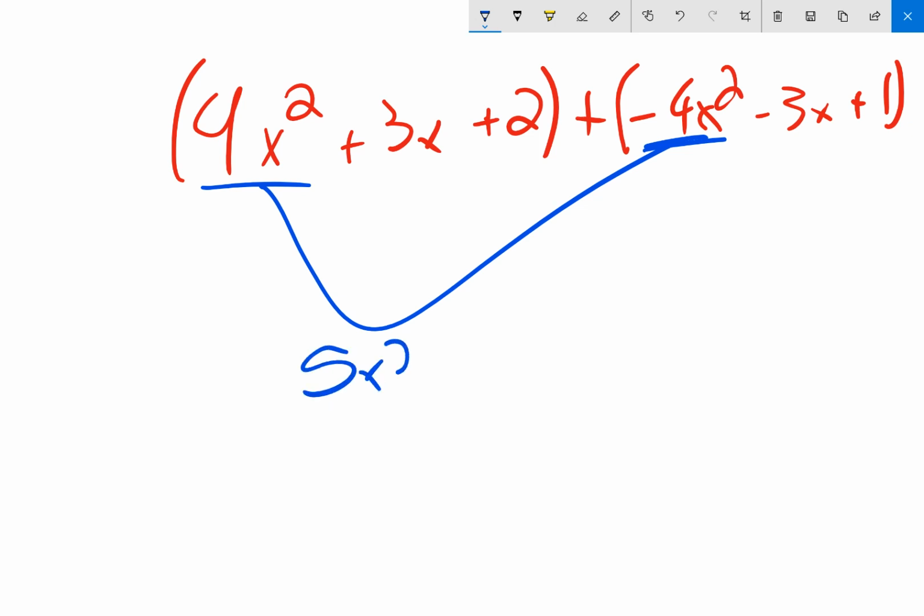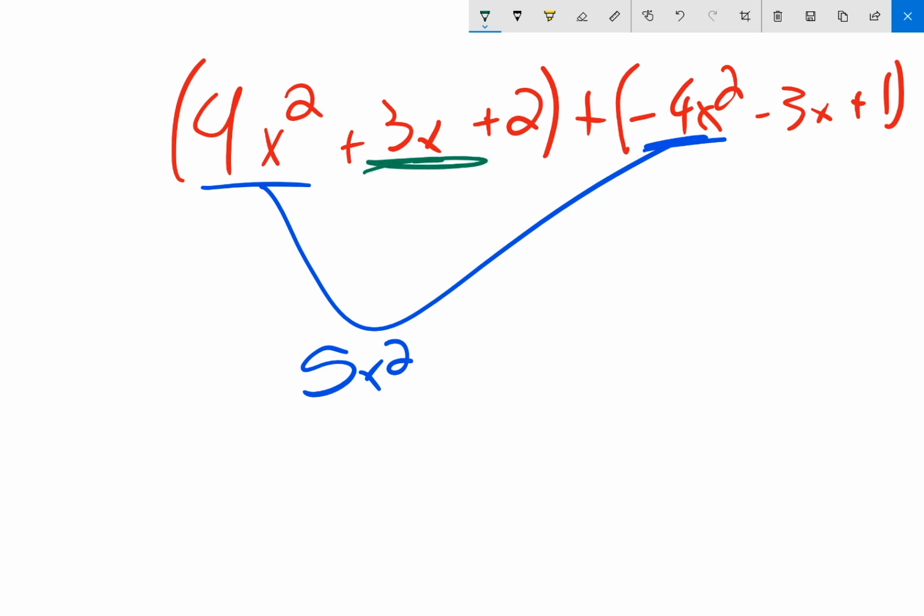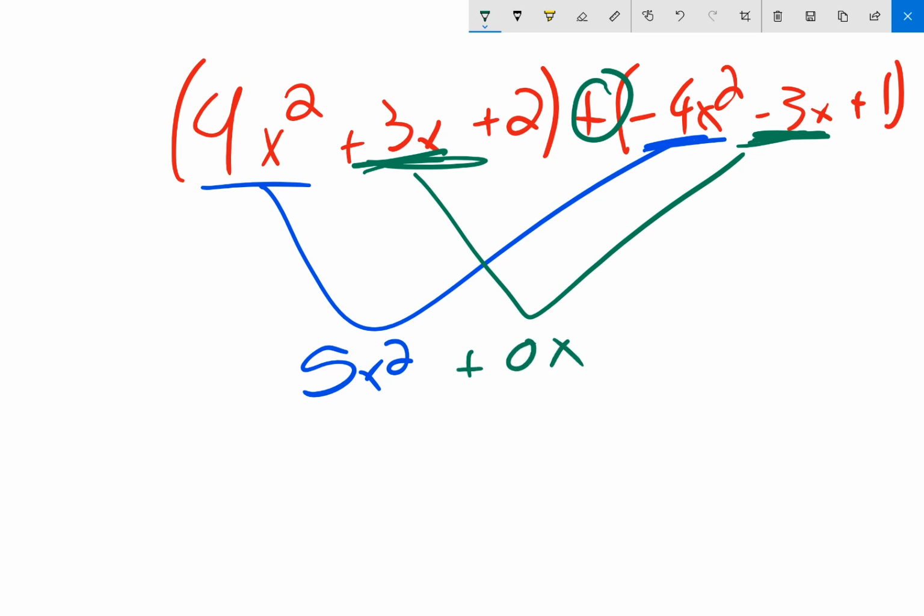That's 5x squared. And then we also look for some more like terms. We got the x terms. We got 3x, and then we have negative 3x. So we have 3x plus negative 3x. So that's 3 plus negative 3, which again is the same thing as just 3 minus 3, which actually makes 0x. So when these come together, they cancel out, and it's not going to be an x term. So I'll write 0x for now, but in the final answer, it won't be there.